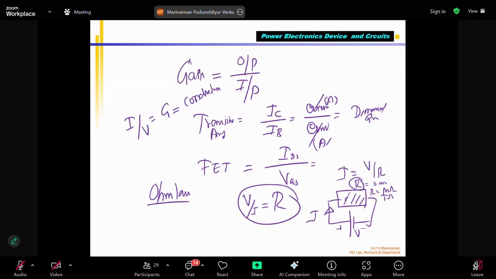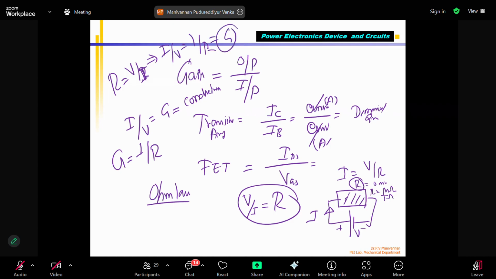Electrical, very simple, correct? What is conductance? G is nothing but 1 by R, correct? We know R equals V by I, extremely sorry, V by I. Instead of that, I by V I put, it is nothing but 1 by R. 1 by R is nothing but G. They are called conductance. Okay.